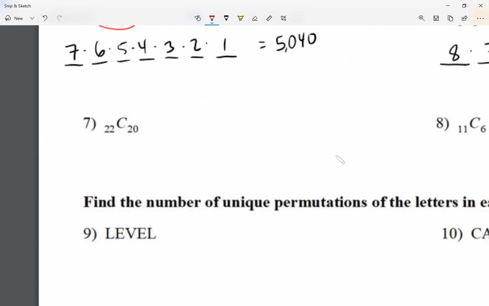So I'm going to do this. I'm going to start it kind of how we did permutations. I'm going to do 2 factorial over 2 factorial.